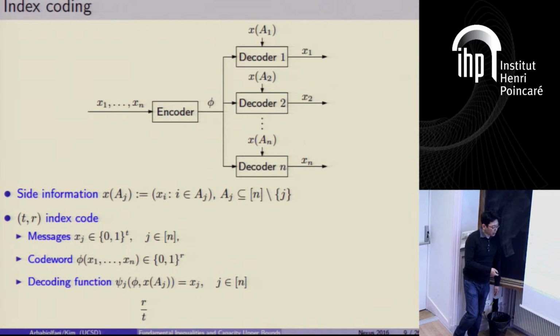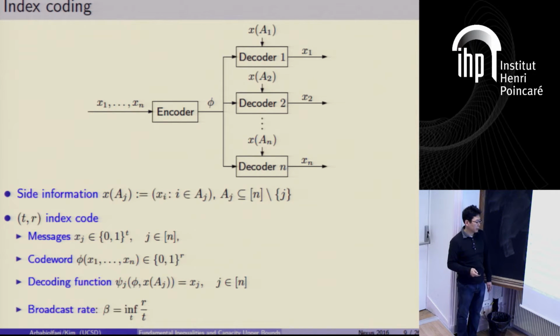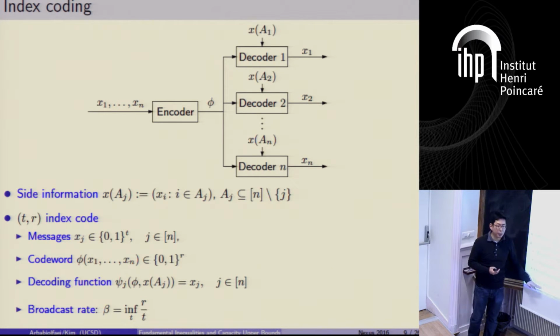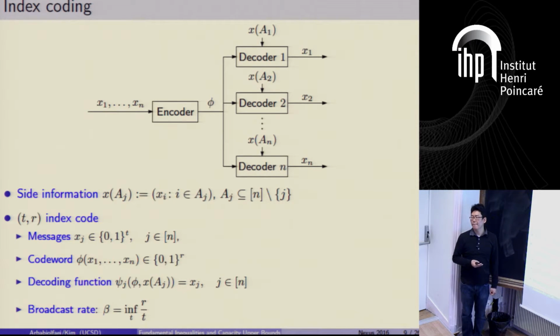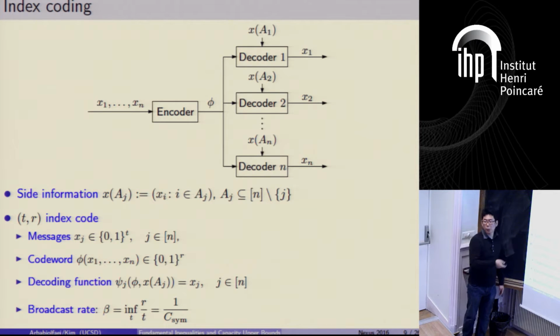We look at this rate, R over T, the number of bits we have to transmit per movie bit, as the broadcast rate. It's a funny language, but historically the optimal broadcast rate is called broadcast rate, and we call it beta. So we want to look at all possible codes and minimize it. Sometimes we look at the reverse quantity: we want to maximize the movie size once you fix the code size. That is called capacity or symmetric capacity, and the broadcast rate is the reciprocal of the symmetric capacity.